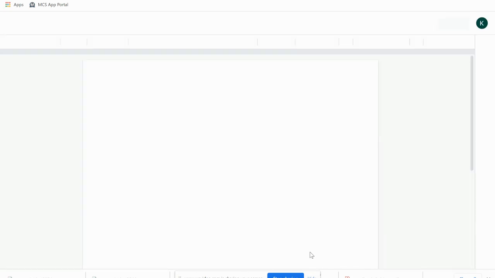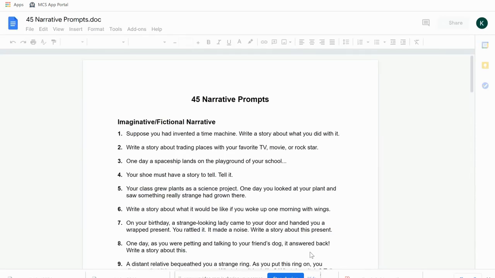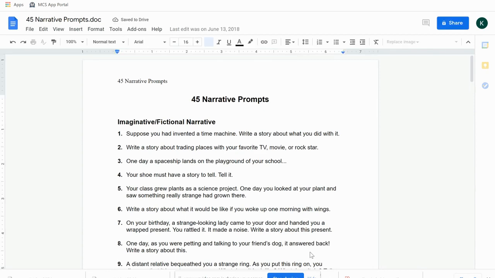Also, having opportunities for students to write. So great, you can read. Now I want you to be able to write. Again, you are able to look at these prompts, and I usually do these as a morning message or as an exit ticket. So just using the first one, suppose you had invented a time machine, write a story about what you did with it.